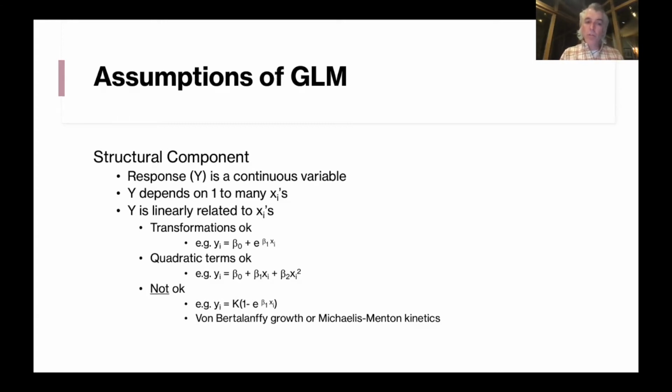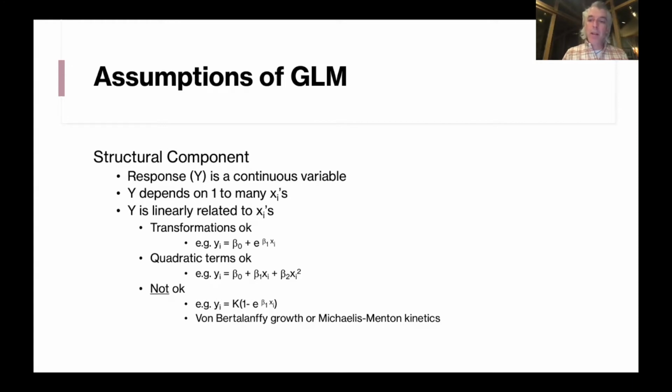So in the structural part of the model, we're talking about the way the response variable is related to the different predictor variables. Our first assumption from the structural part of a general linear model is that the response variable is a continuous variable, that y, or response variable, depends on one to many predictor variables, and that our response variable is linearly related to these predictor variables.